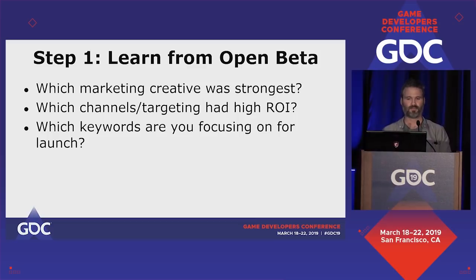So step one, and this is the most important step, is you need to learn from open beta. If you're going to spend $25,000 or even $75,000 on paid user acquisition in the launch window, you need to know what you're doing, and the best way to learn is in open beta. So figure out which marketing creative was best for you, which channels and targeting had the highest ROI. So this is really important.